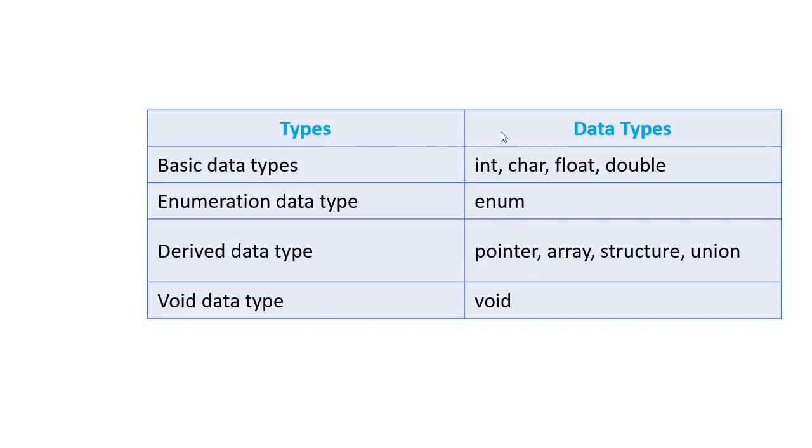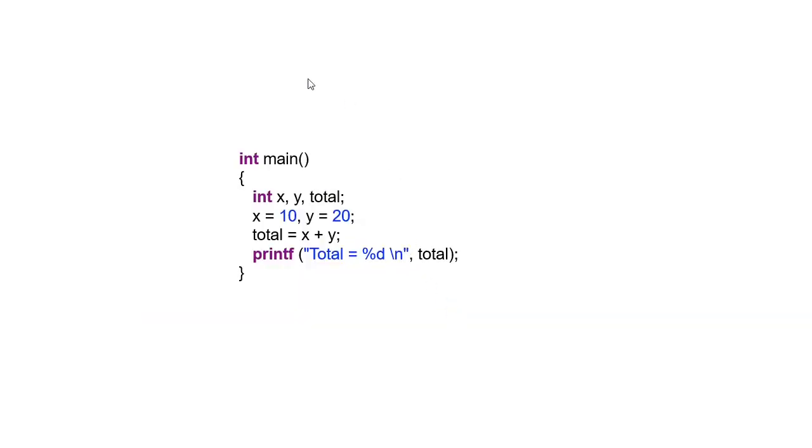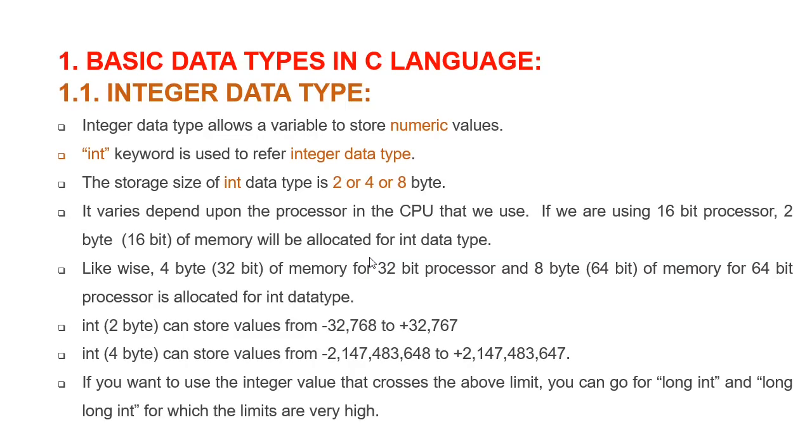Then types and data types. Basic data types: integer, character, float, and double. Enumeration, enum. The derived data types are pointer, array, structures, union, and the void data types. So this is an example of a program in which you can see the various data types. So, basic data types in C language.